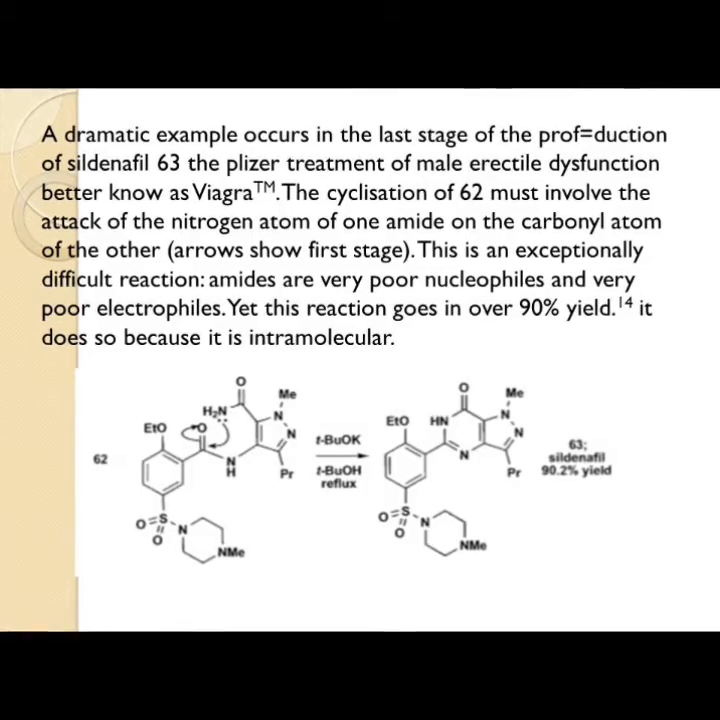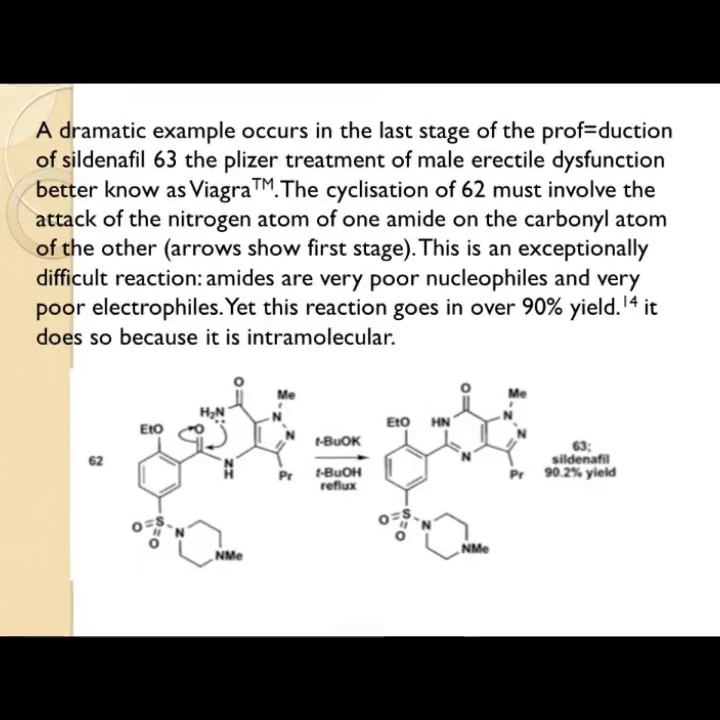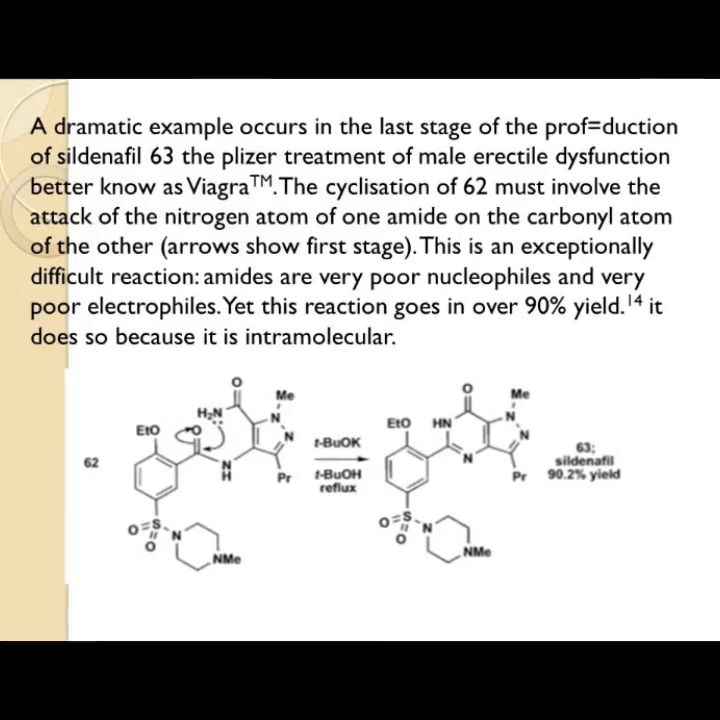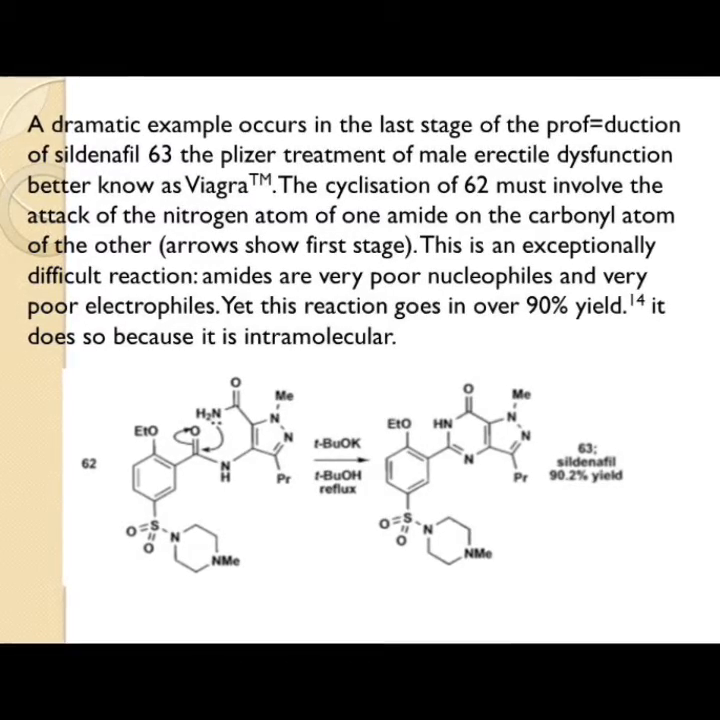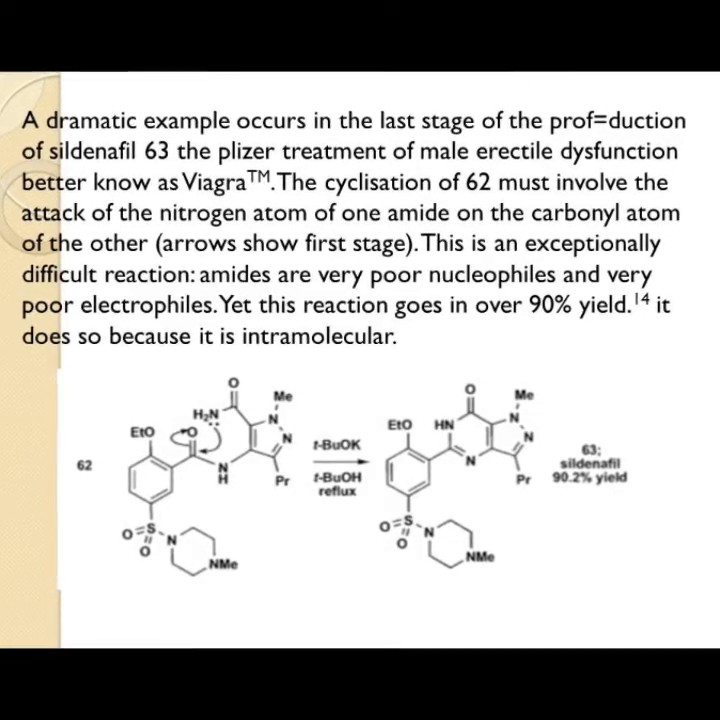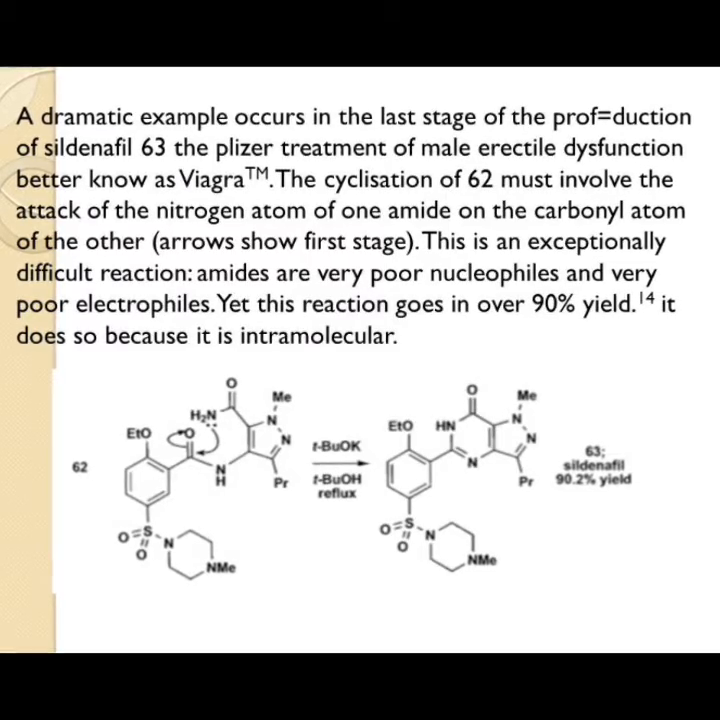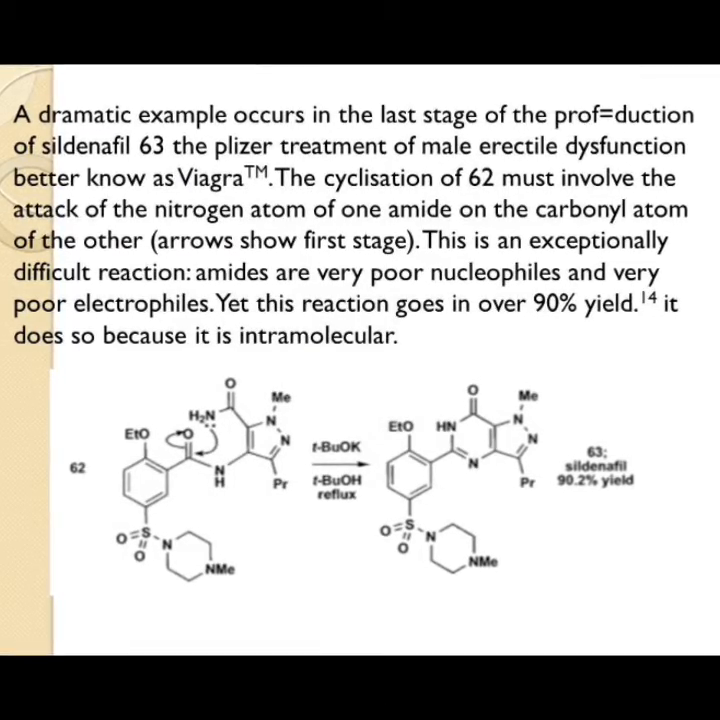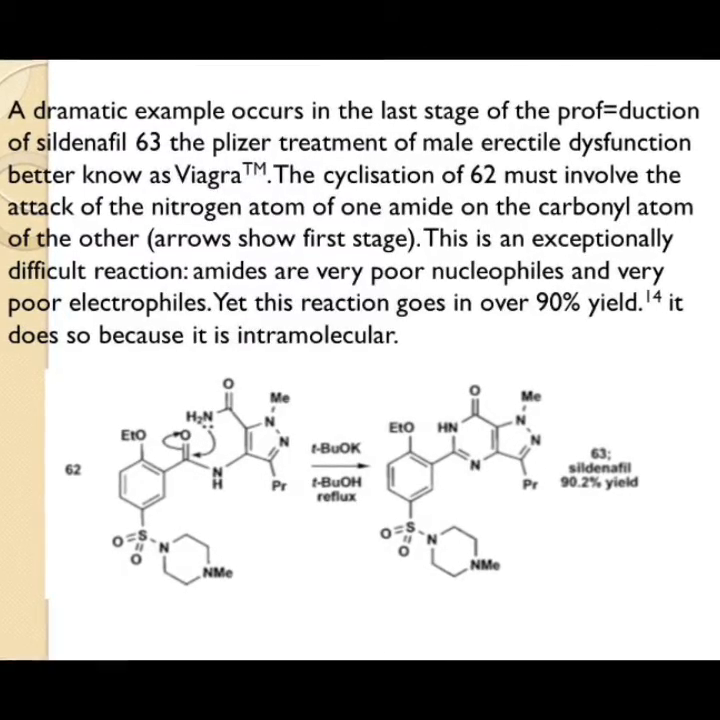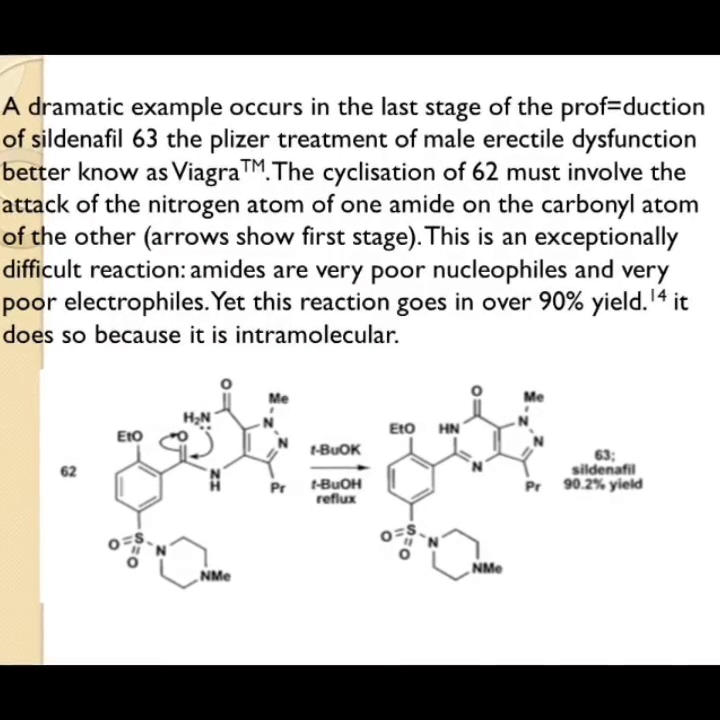A dramatic example occurs in the last stage of the production of sildenafil 63, the Pfizer treatment of male erectile dysfunction, better known as Viagra. The cyclisation of 62 must involve the attack of the nitrogen atom of one amide on the carbonyl atom of the other. Arrows show the first stage. This is an exceptionally difficult reaction. Amides are very poor nucleophiles and very poor electrophiles. Yet this reaction goes in over 90% yield.